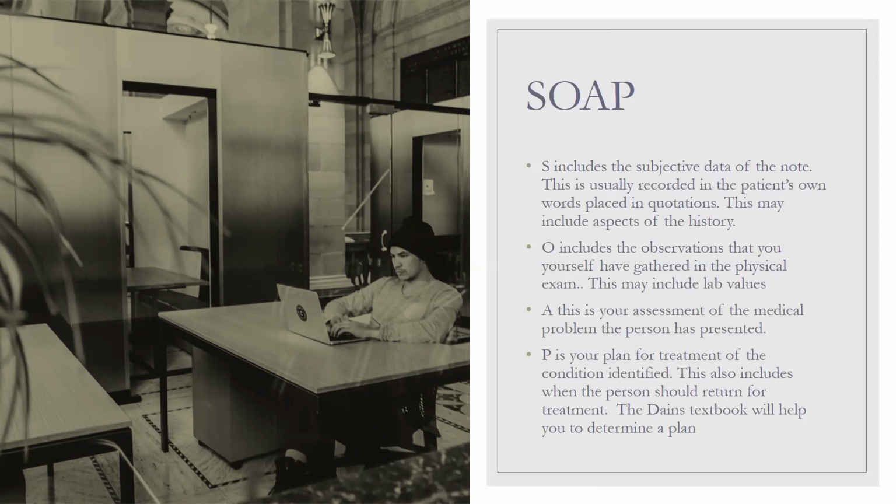The O part of the note includes the observations that you yourself gathered in the physical exam. It can also include lab values. So these are things that you actually observed with your eyes, felt with your hands, measured, listened to. Any of those are the observations that you place in the O section of the SOAP note. And the A is your assessment of the medical problem that the person has presented with. Then your P is your plan for treatment. Your Dane's textbook will help you determine a plan based on the diagnosis that you've identified through your health assessment.